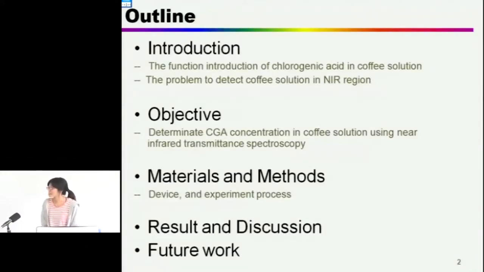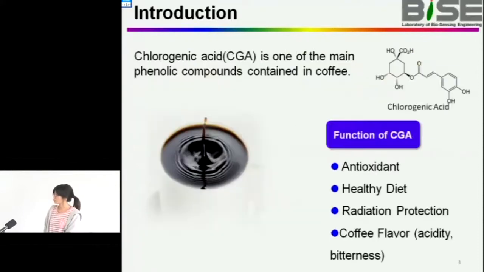The outline of my presentation today includes 5 parts. The first part is the introduction. I will introduce the function of CGA in coffee solution, and also the problem of detecting coffee solution in the NIR region. The second part is the objective of my research, determining CGA concentration in coffee solution using NIR transmittance spectrum. And the third part is the materials and method. I will introduce the device and the experiment process, followed by results and discussion, and finally the future work.